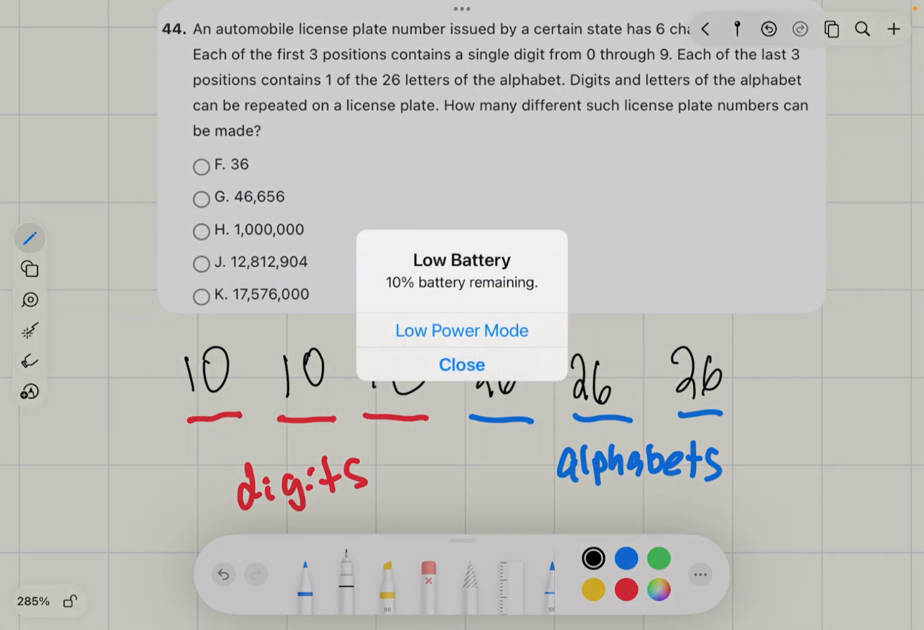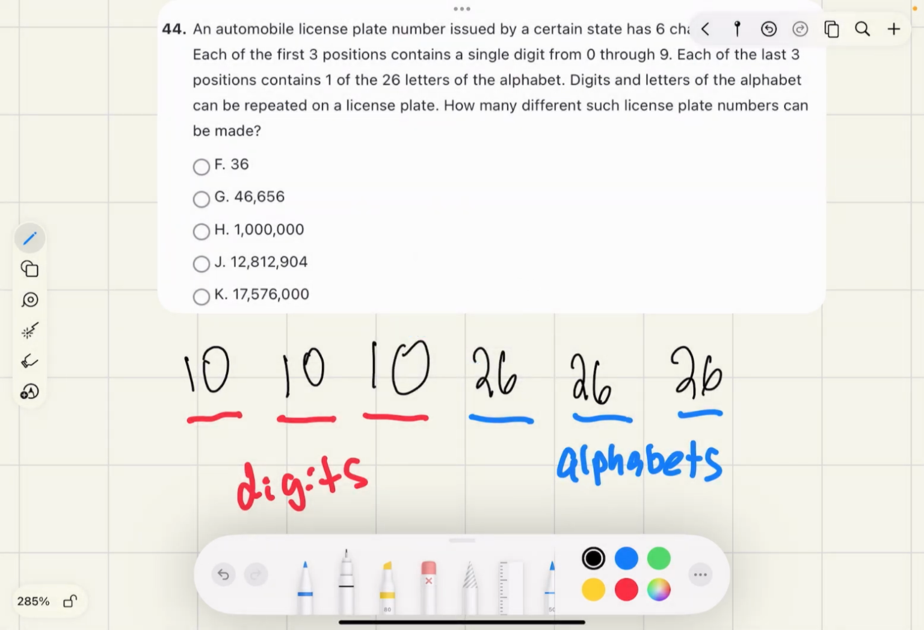And finally, all we have to do is simply multiply these out. So it would be 10 times 10 times 10, times 26 times 26 times 26. All we have to do is multiply it out, and we end up getting the answer of K after we multiply this out.